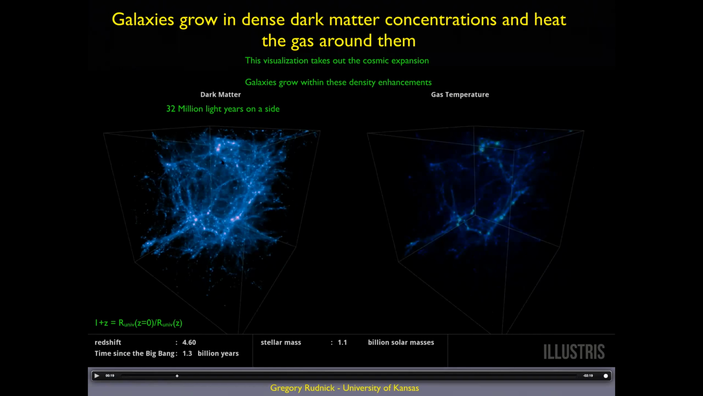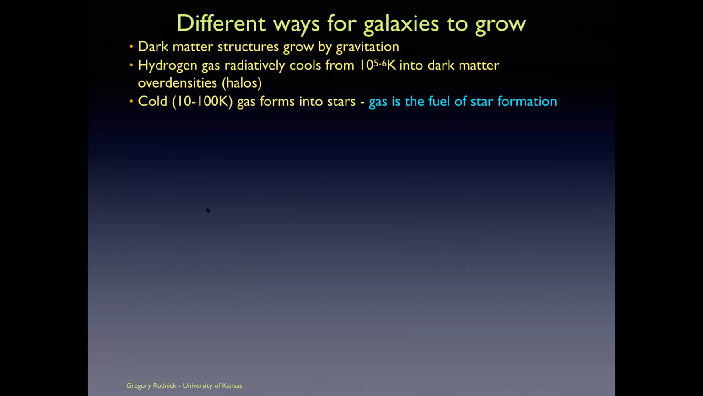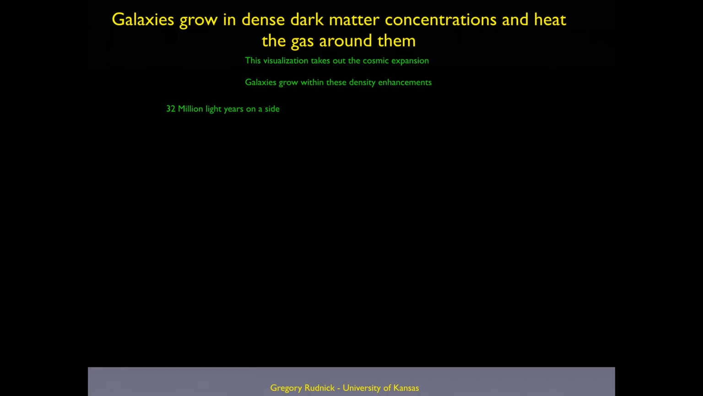This box is 32 million light years on a side. And there's this number right here called redshift, which tells us how much smaller the universe was back then compared to today. So this is a redshift of 4.6. That redshift is that number z. What that means is that 1 plus that number tells us how big a representative region of the universe is today compared to back then. So this region of the universe was about 5.5 times smaller than it is today, and was about 1.3 billion years after the Big Bang. And this number tells us how many billions of solar masses in stars were in this cube. Oops, I killed the movie, so I'll play it again.